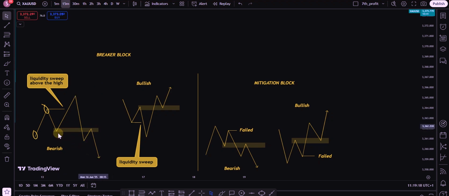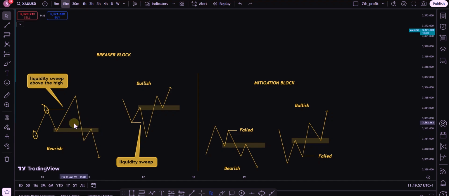How do you know that this breaker block is going to be valid? Like I said earlier, breaker blocks are created by a run of liquidity. There must be a run of liquidity to the upside for a bearish breaker block. Then the market should aggressively move to the downside, where this recent low is taken out. If we have a fair value gap or an imbalance, this will be a high probability setup.